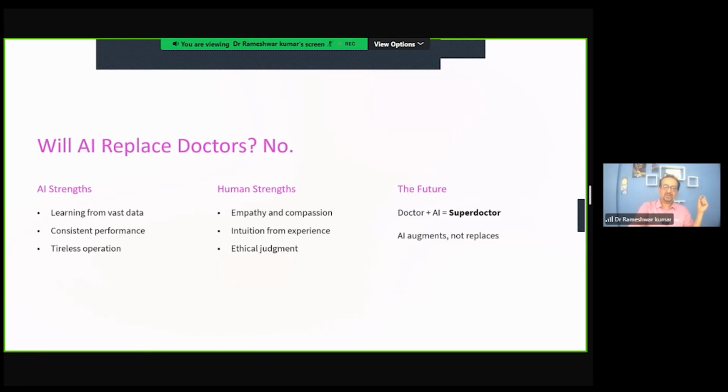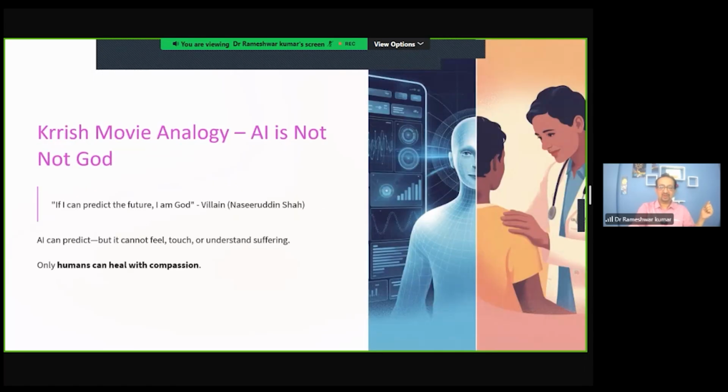Now coming to the question, will AI replace doctors? Certainly not. AI has strengths in learning from vast data, consistent performance, and tireless operation, but human strengths are empathy and compassion, intuition from experience, and ethical judgment. The future is doctor plus AI, that is super doctors. AI augments but does not replace doctors.